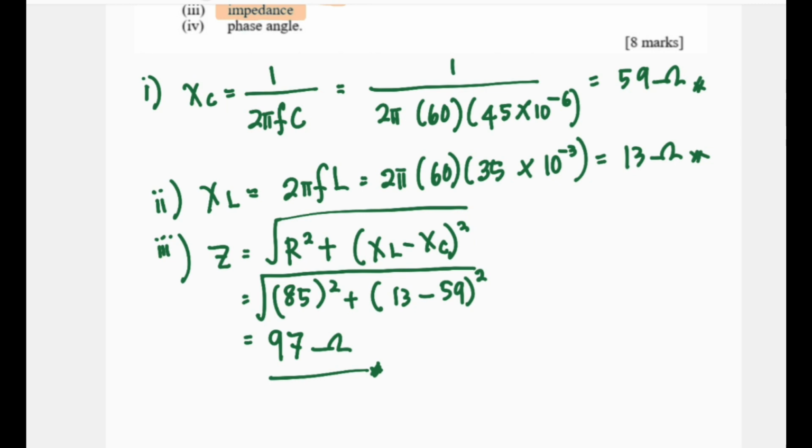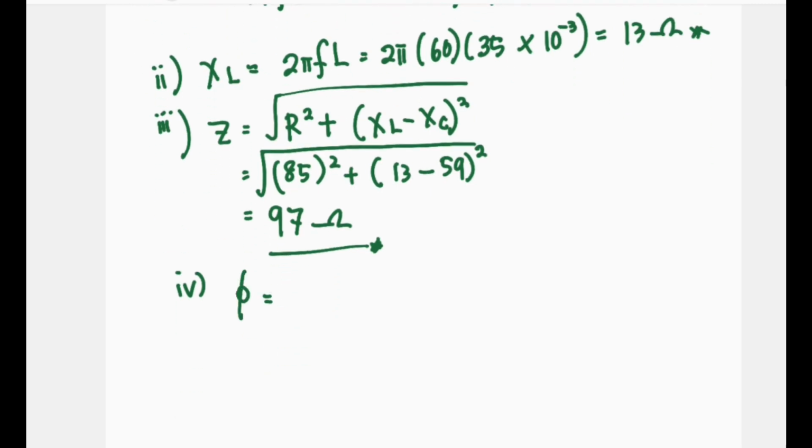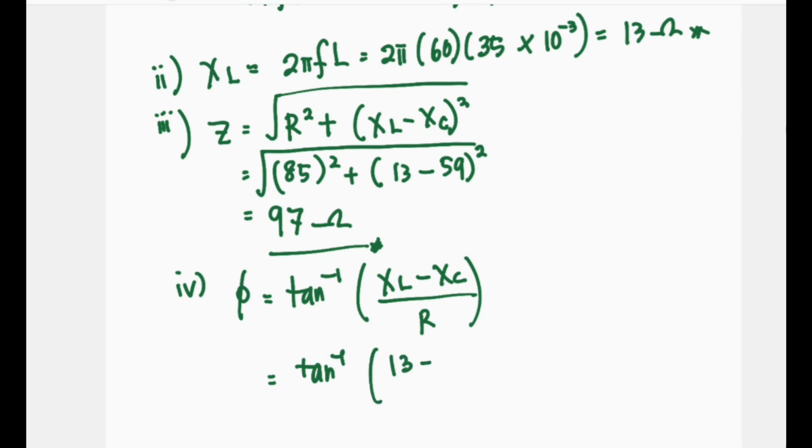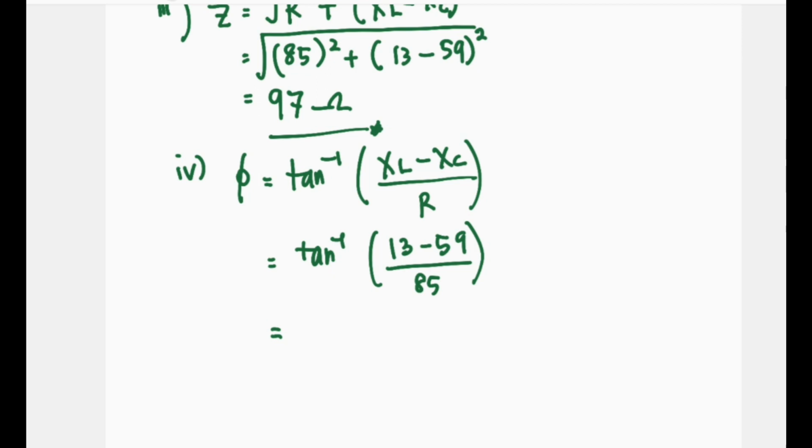For the last question, we are going to find the phase angle with the symbol phi. Here for phi we can use cos or tangent from the phasor diagram. We can get the value of phi from the phasor diagram, which is phi equals inverse tangent of XL minus XC divided by R. So our XL is 13 minus 59 divided by 85. Lastly, we get the value of the phase angle of negative 28.4 degree. Good luck.